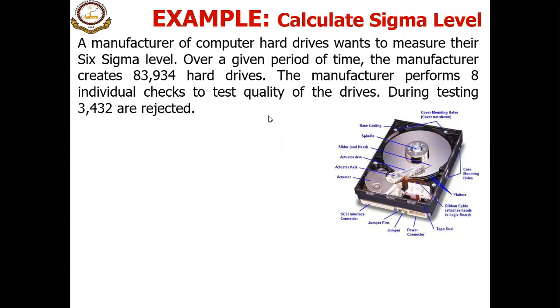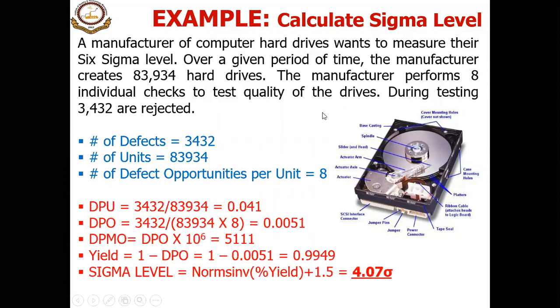That is 3,000. So in order to compute the sigma level, again, we are using the same formula. DPU is the number of defective or rejected units divided by the total. And in order to compute our DPO, we will multiply the total units by 8, because the number of opportunities is 8. Okay, and if we multiply DPO by 1 million, we will get our DPMO, and the current sigma level of this process is 4.07.